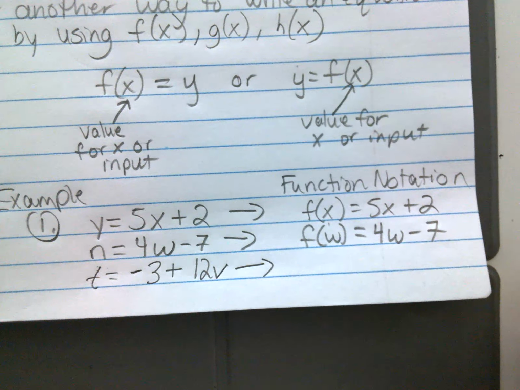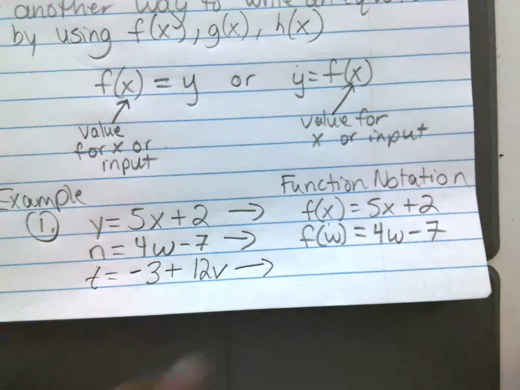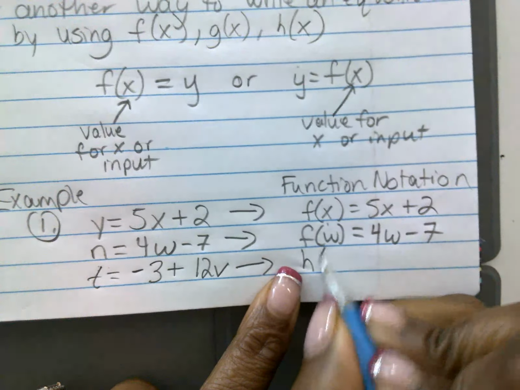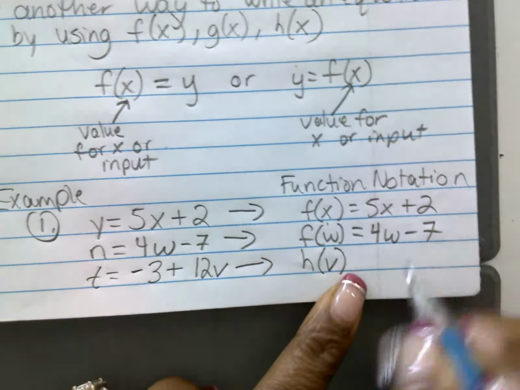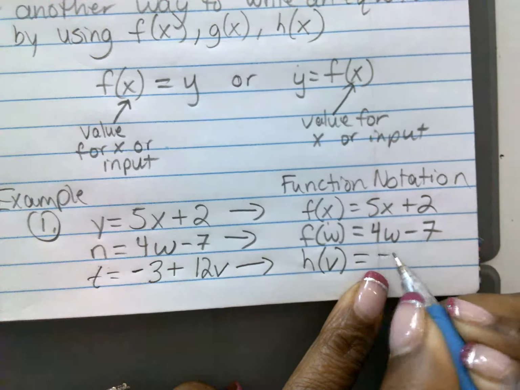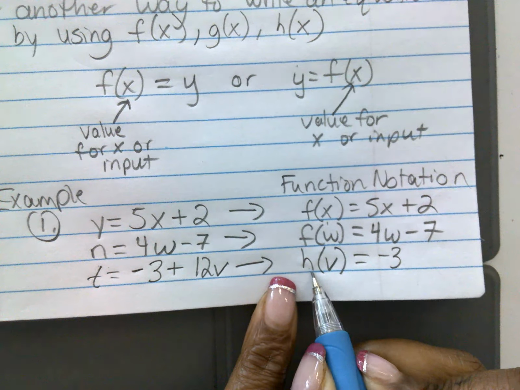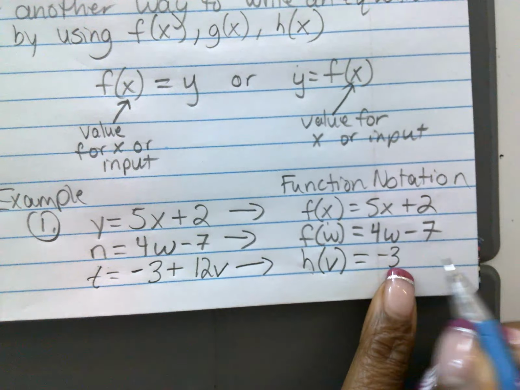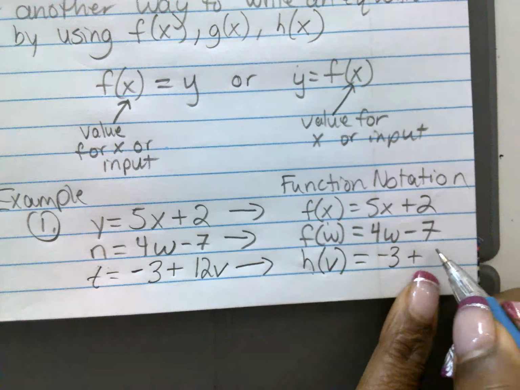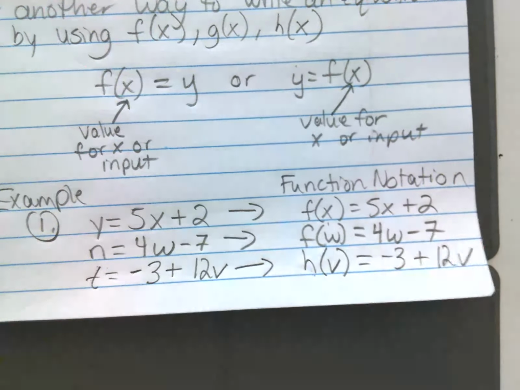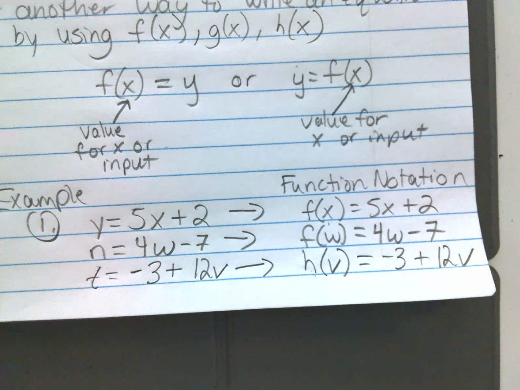Write that in function notation. All right. Can someone tell me what the function notation will be, Robert? H of V. Very good. And you can use H, G, you can use any letter here, okay? Plus, what did you say? 12V. Perfect. Do you understand?